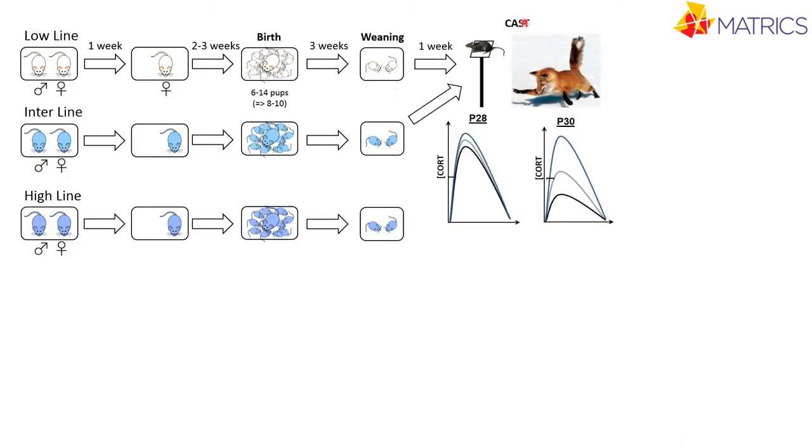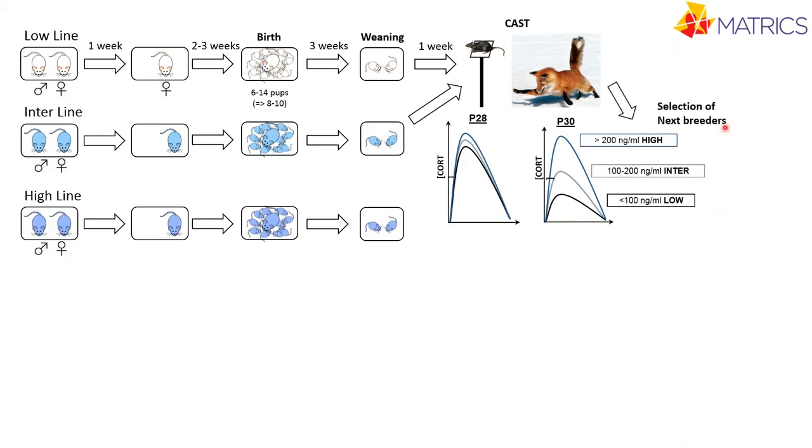Then we pair the animals of the same sex in the same cages, and we do not mix the different lines in different cages. And then we can do the CAST protocol.